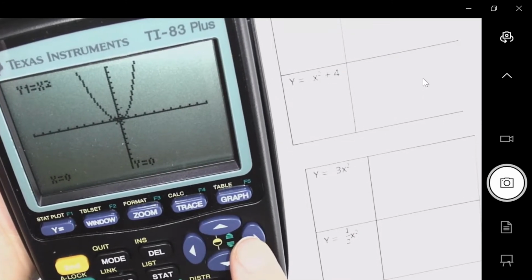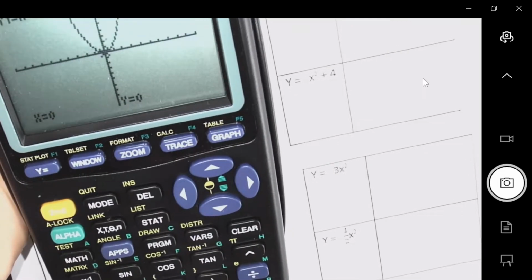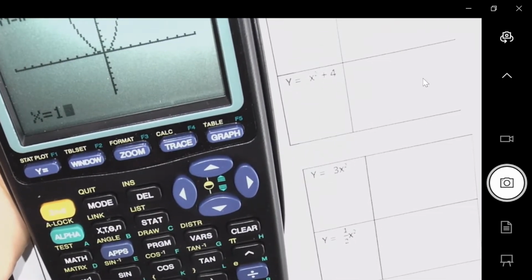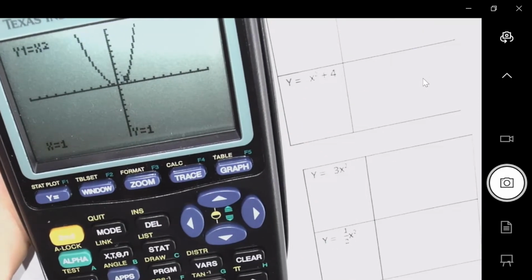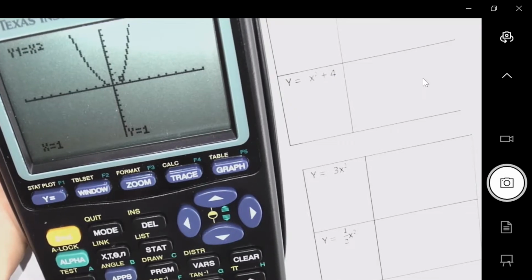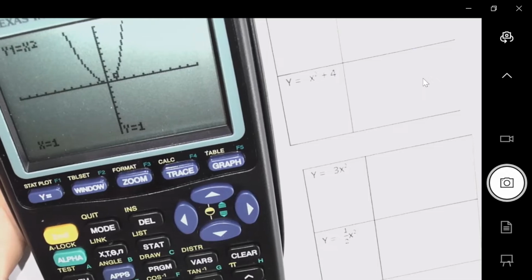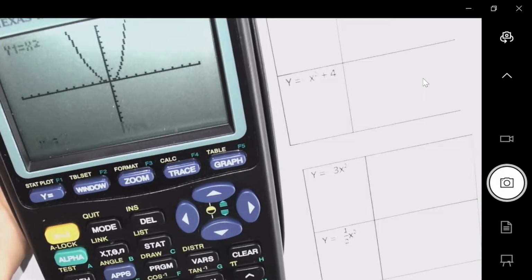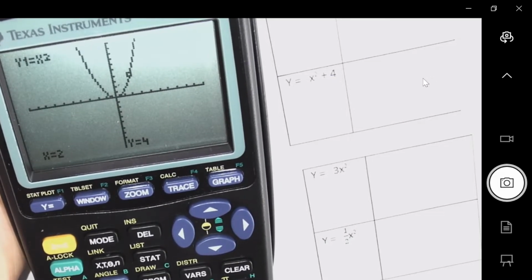Okay, I would like to tell my mouse to go somewhere specific. You ready? I'm gonna go 1, enter. And it went exactly to the coordinate 1, 1. Okay, I'm gonna tell it to go to 2. So I'm gonna hit 2, enter. And now it's at the coordinate 2, 4.